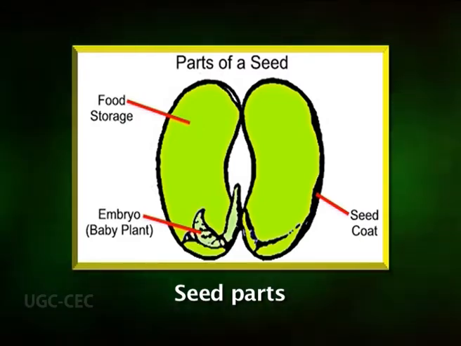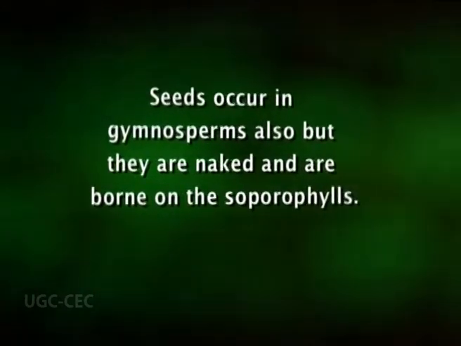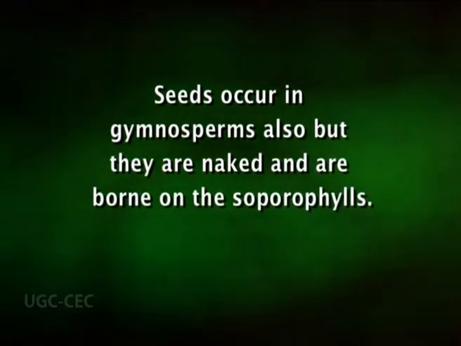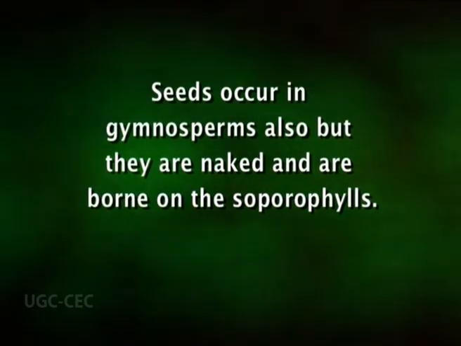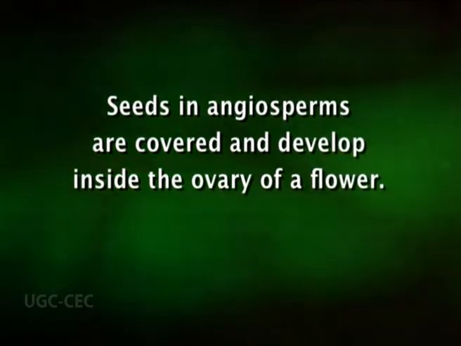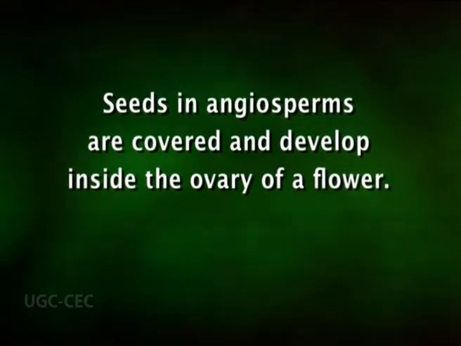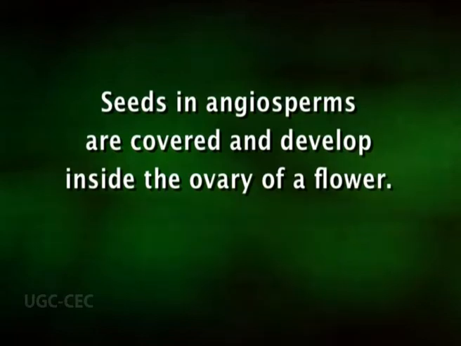nourishment and protective coverings. Seeds occur in gymnosperms also, but they are naked and are borne on sporophylls. Seeds in angiosperms are covered and develop inside the ovary of a flower. Seed is a special and highly adaptive structure. It's critical in the continuation of the flowering plant species.